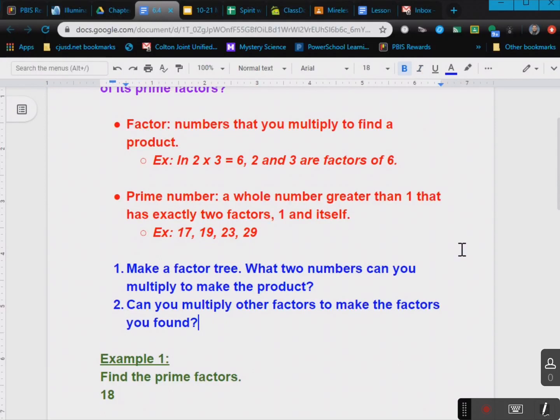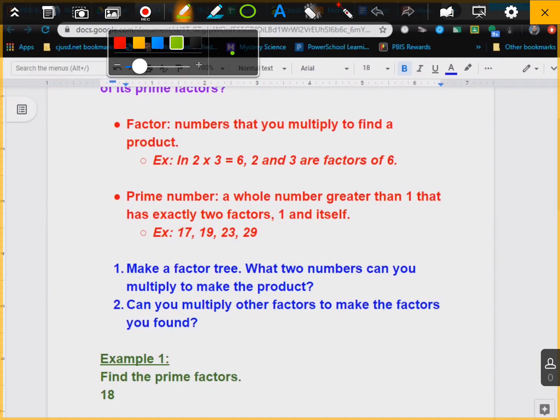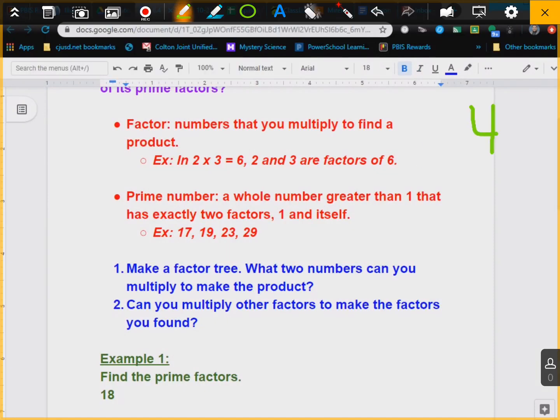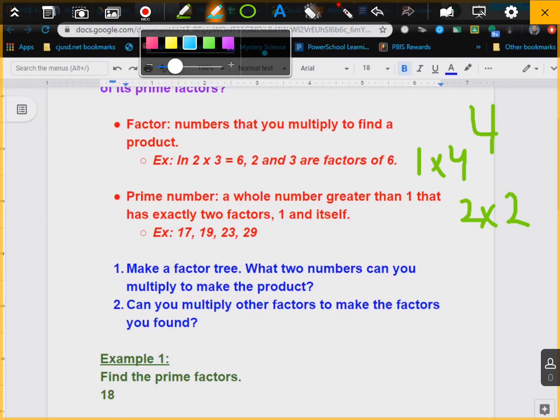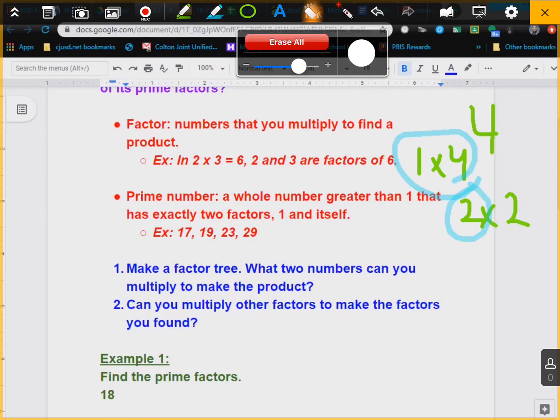Not like if we said 4. 4 is not a prime number because if we look at the factors of 4, let me see. Okay, you have 1 times 4 and you have 2 times 2. So it has more than just these factors. It also has 2 as a factor. That's why that's not a prime number.